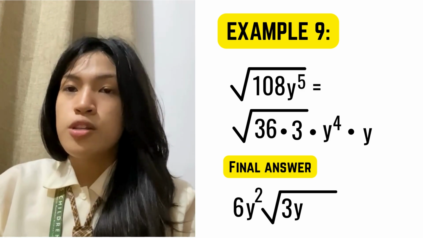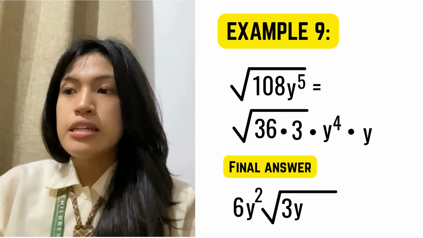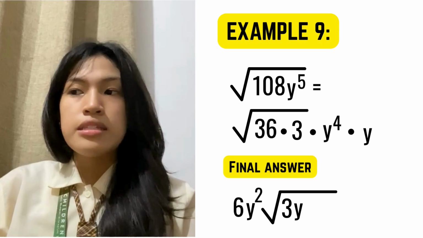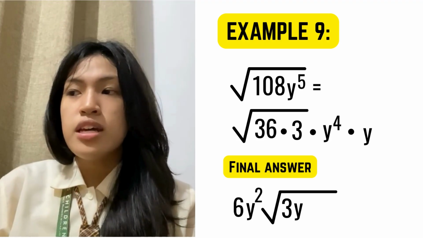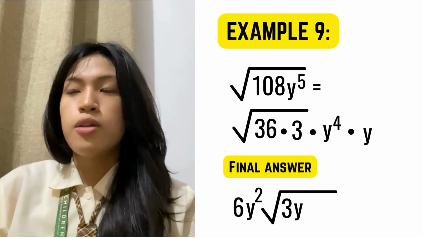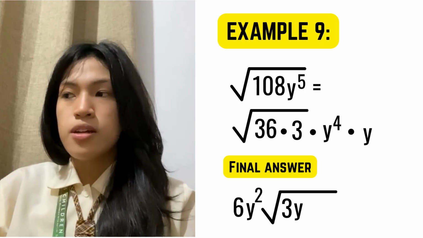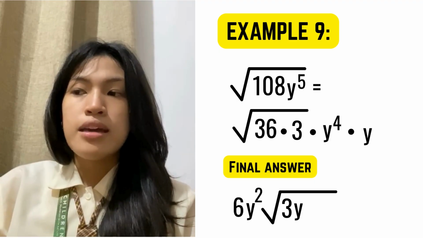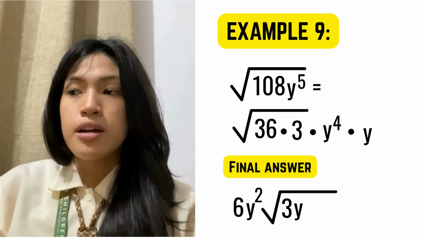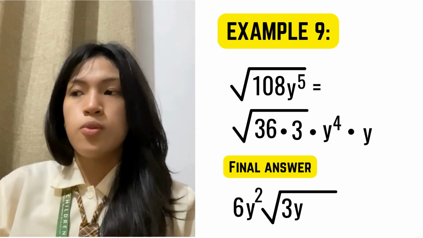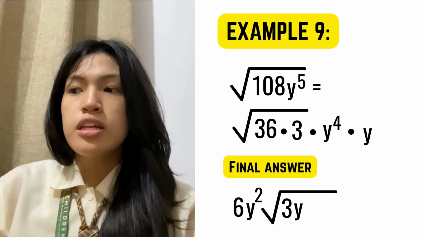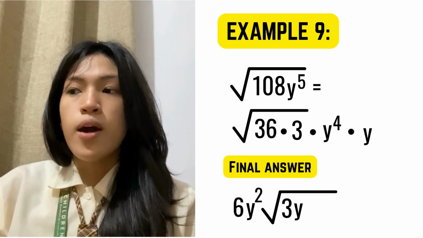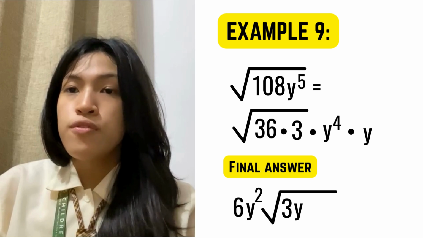The square root of 36 and the square root of y raised to 4 simplify to 6 and y squared respectively, since both 36 and y raised to 4 are perfect squares. The remaining factor, the square root of 3y, is left as is because it contains no perfect square factors. Putting everything together, the expression becomes 6y squared, square root of 3y.